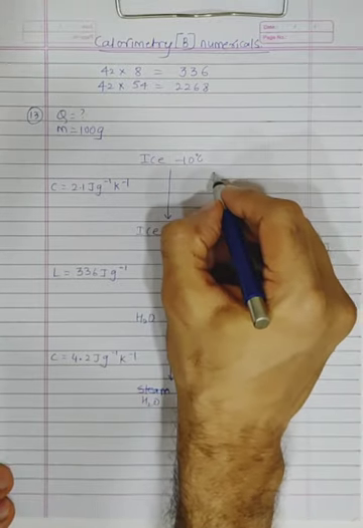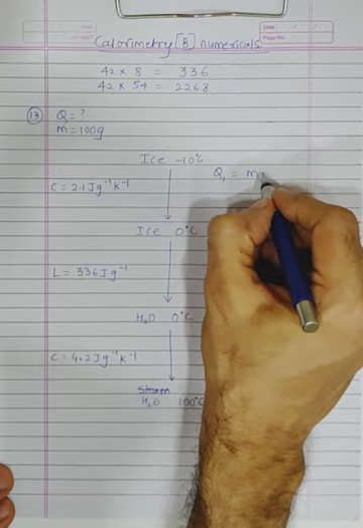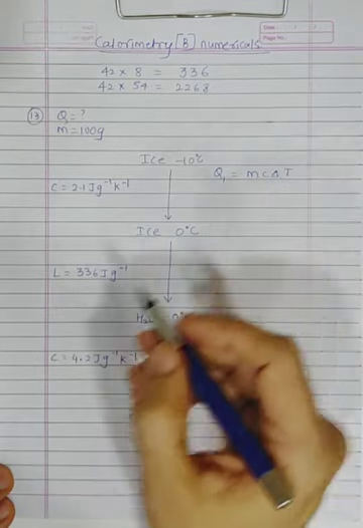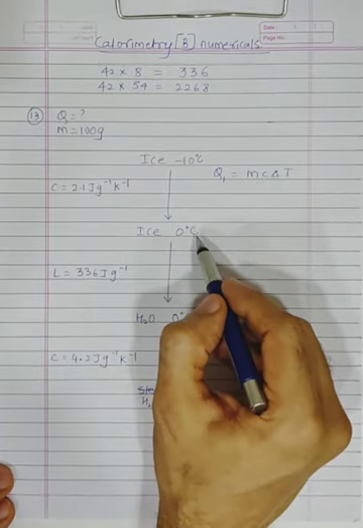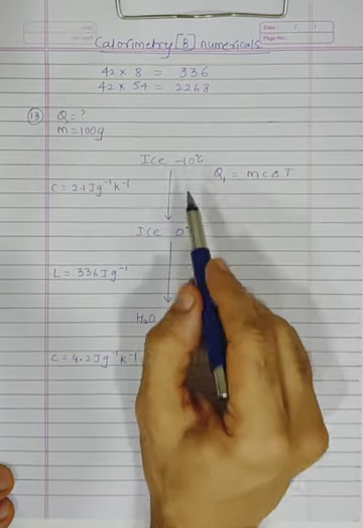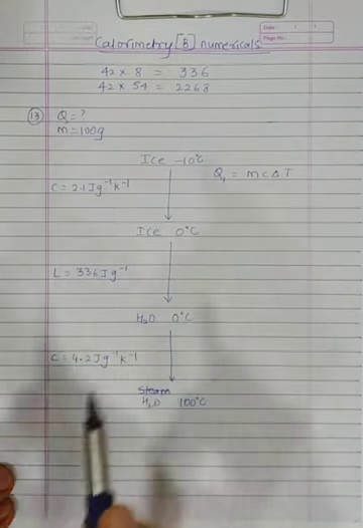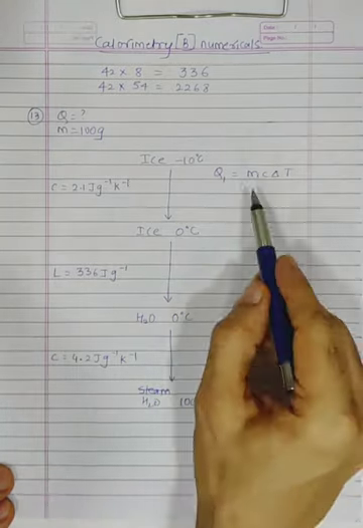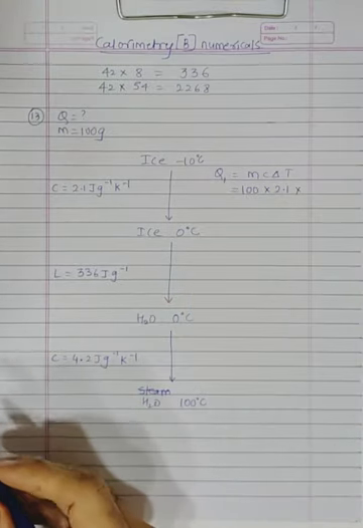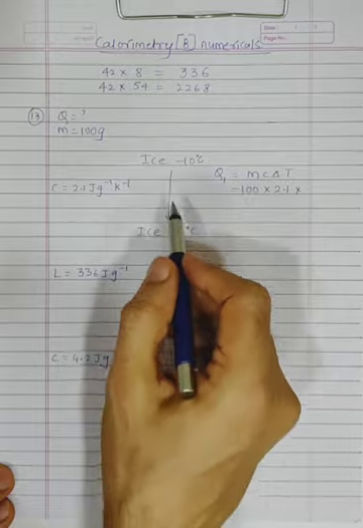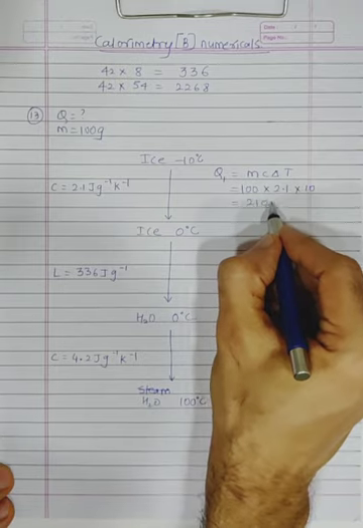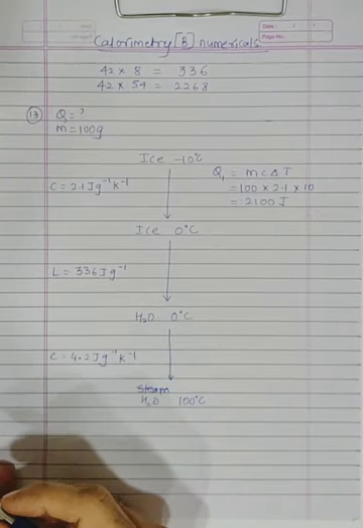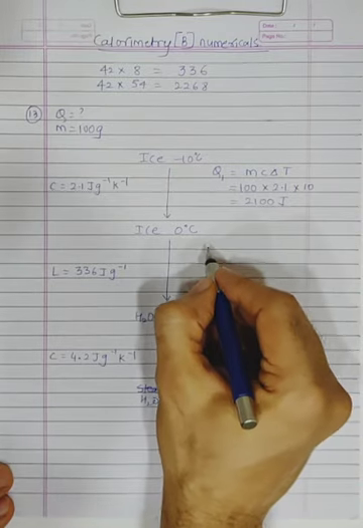Now first we'll find Q1. What would be the formula for Q1? MC delta T. Why did I use MC delta T? Because there is no change in the state; there's only a change in the temperature. Remember, very basic thing: if there's a change in the temperature, you have to use the formula MC delta T. So mass is equal to 100, C is 2.1, and delta T is 0 minus -10, which becomes 10. Multiply, and you will get 2100 joule. That's your Q1.